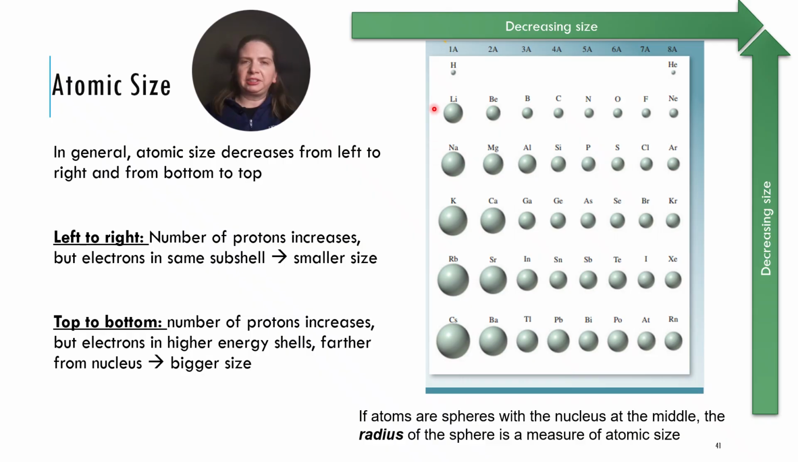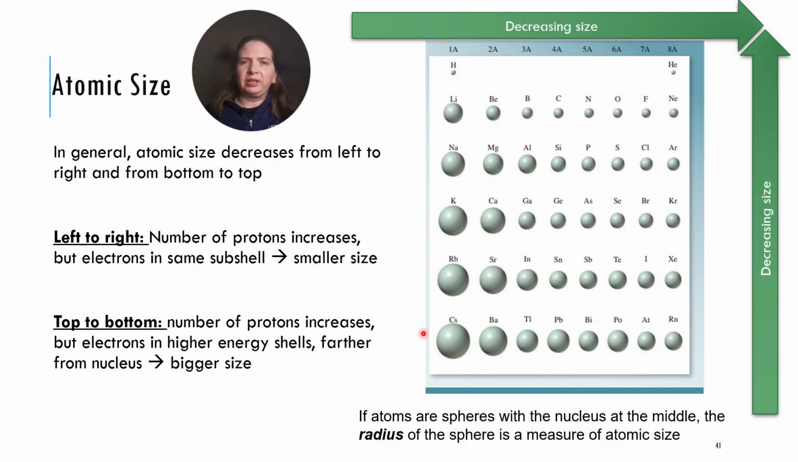If we think of atoms as spheres, we can measure their size by measuring the atomic radius, which is the distance from the nucleus to the outermost electrons. If we look only at the main group elements, there is a clear pattern. As we move across a period from left to right, atomic size decreases. As we move down a group from top to bottom, atomic size increases. This means helium is one of the smallest atoms, while cesium is one of the largest.